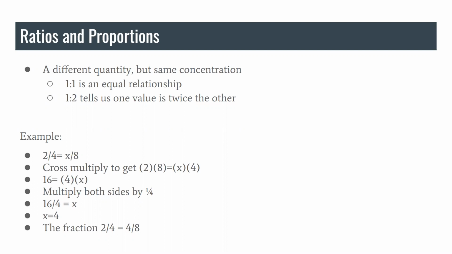Ratios and proportions. So a different quantity but the same concentration, 1-to-1 is an equal relationship. And a 1-to-2 tells us that one value is twice that of another.